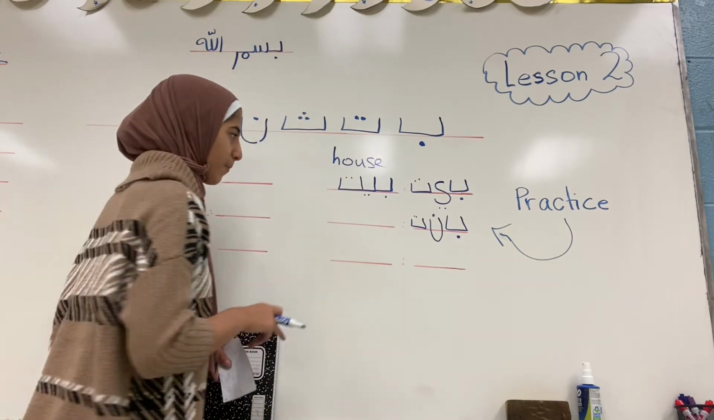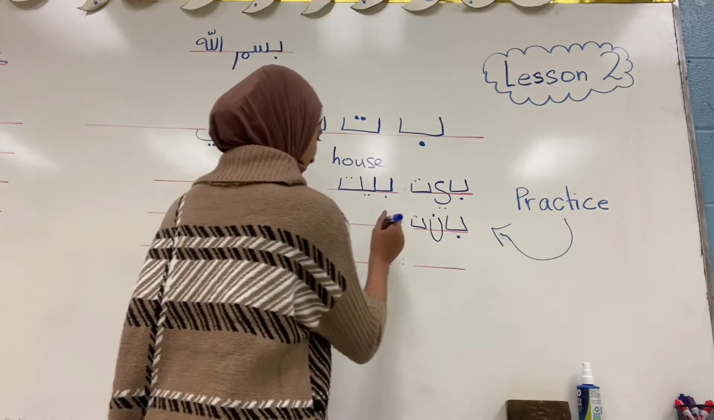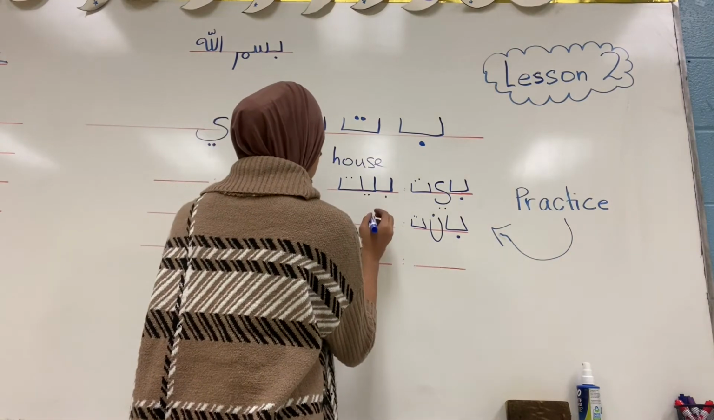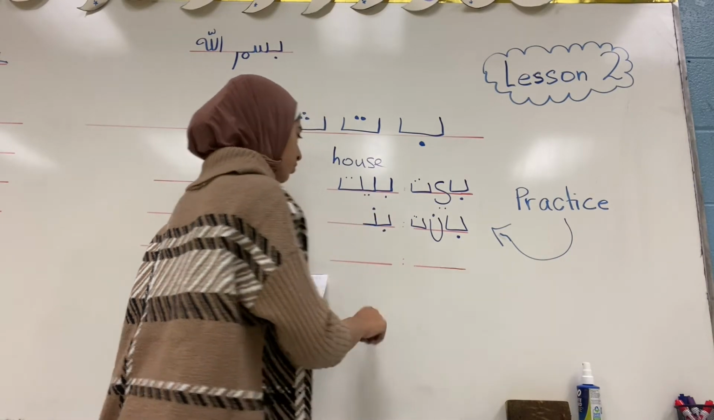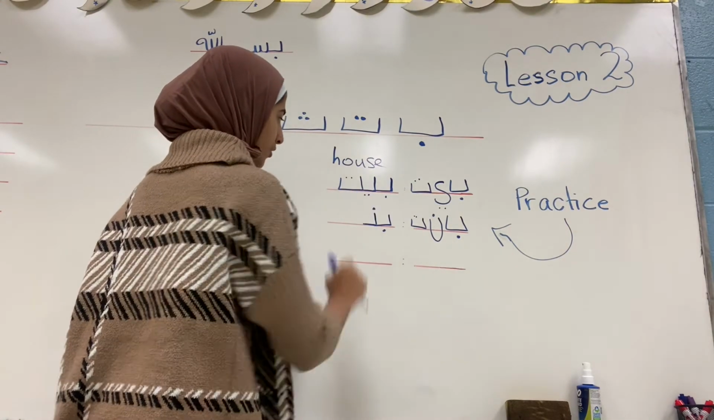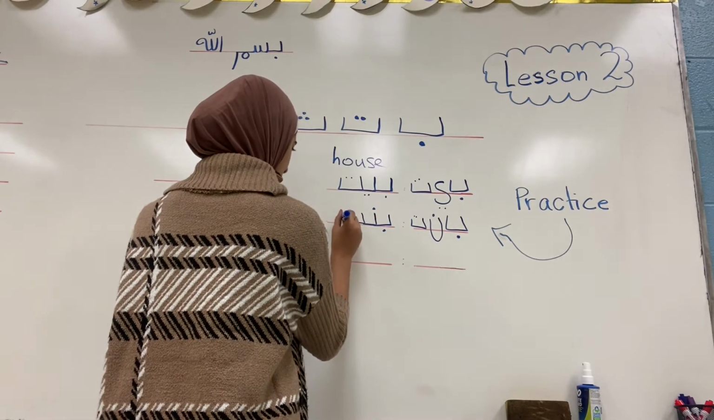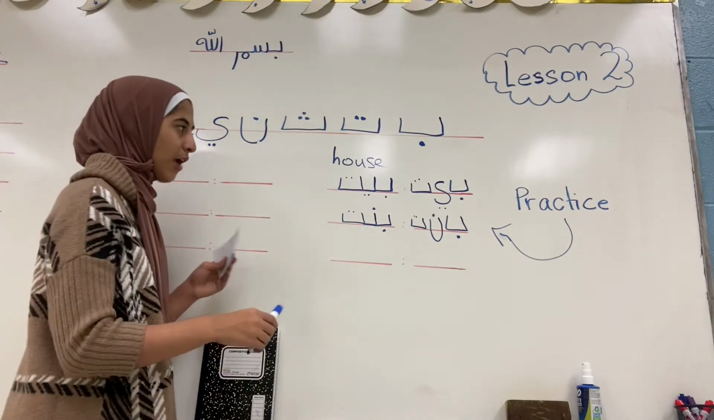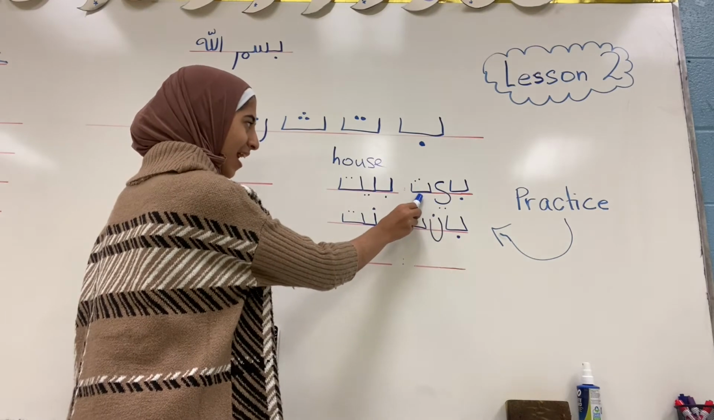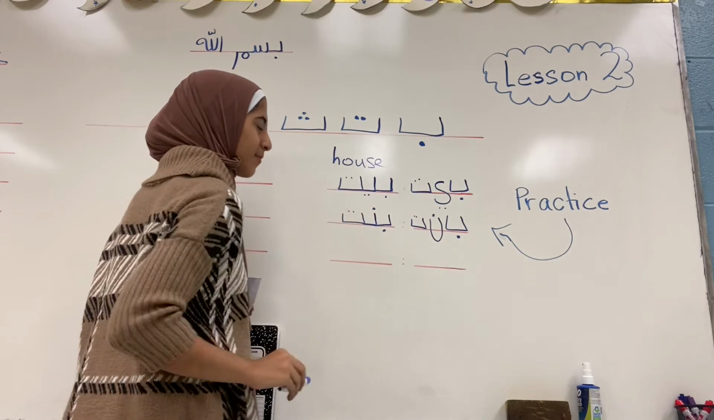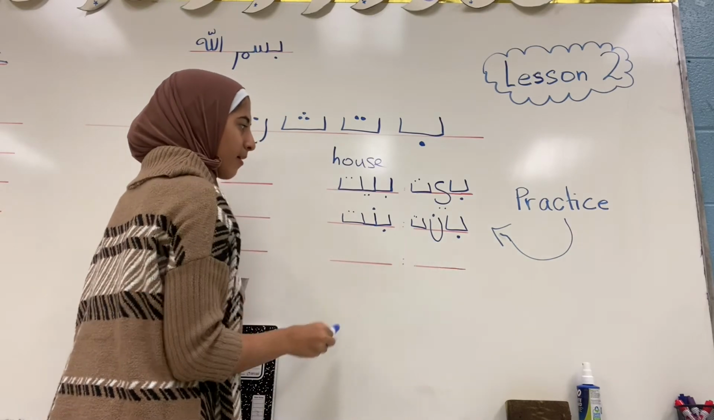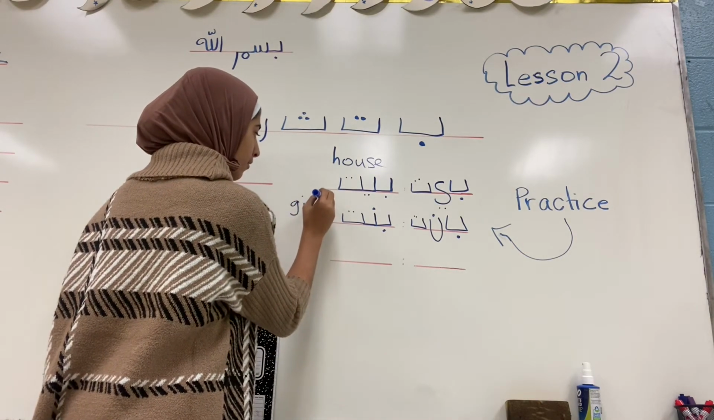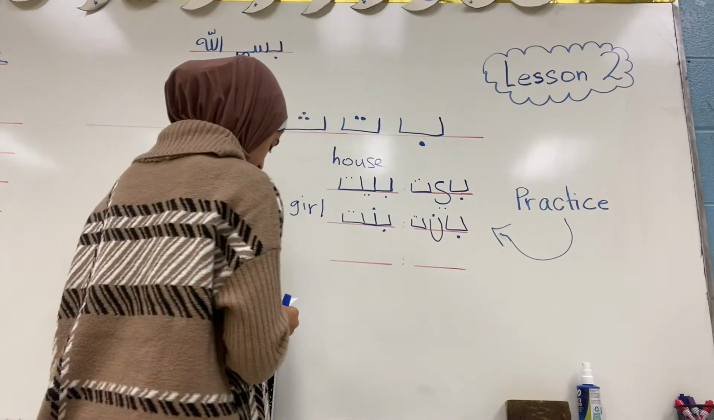Be sure to follow along in your notebooks or daftar. Ba, once again, gets into its kursi form. The noon also gets put into the kursi form, and the dot goes on top. And once again, the ta stays in its full form. I'll give you a second to write that down while I review it. Ba, ya, ta makes bait, house. Ba, noon, ta is bint, means girl. This word means girl, bint. Are you following along?